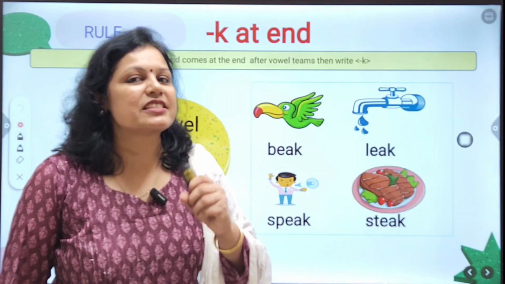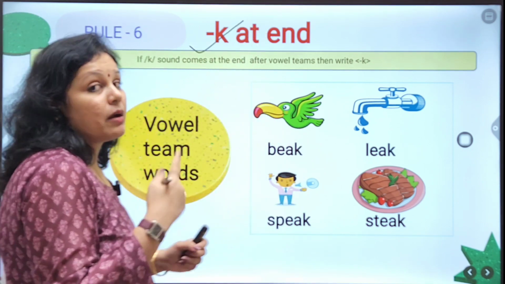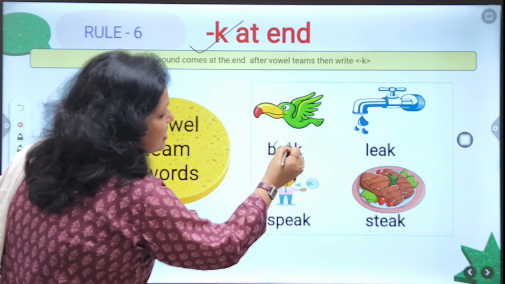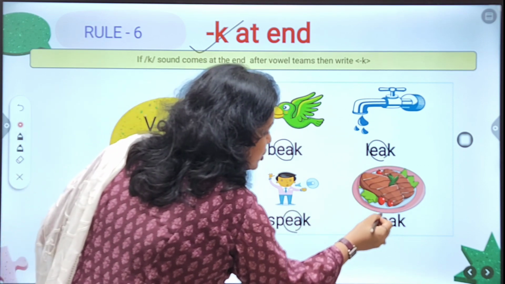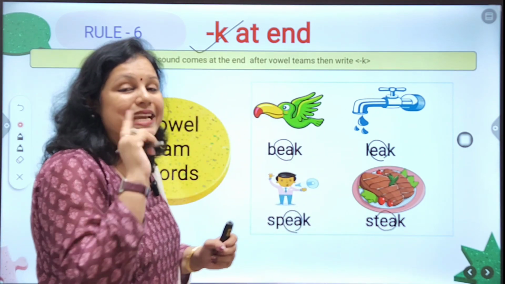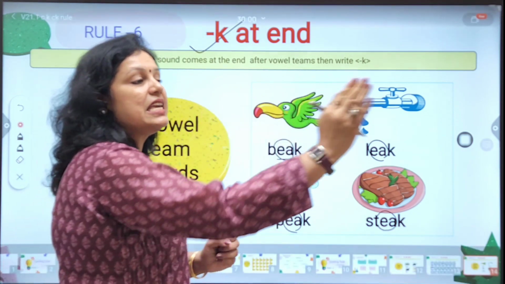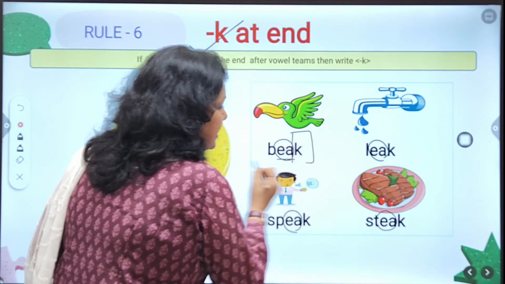And let us see the sixth rule now. Now what is the sixth rule? Again the letter K may come at the end. But what is the change you are seeing here? See, what is this? This is a vowel team. This is a vowel team which is not a short vowel sound. E. See, B-E-K. E. It is not a short vowel sound, and that is why you will write the letter K here.